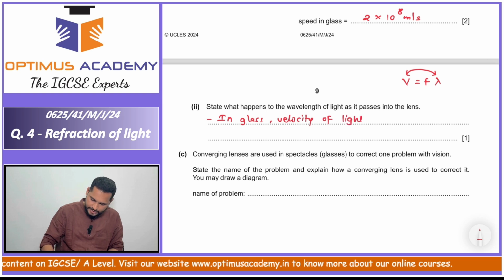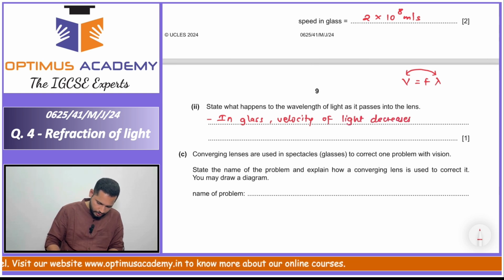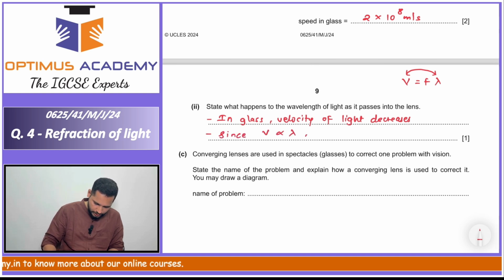velocity of light, or you can say speed of light, decreases since velocity and wavelength are directly proportional. Wavelength also decreases.